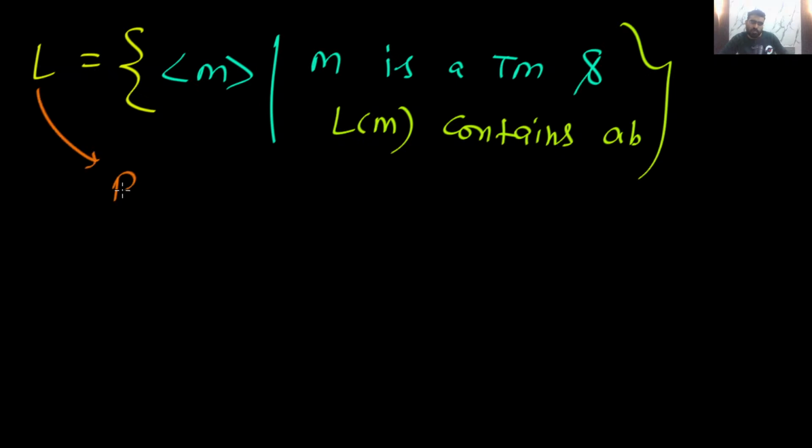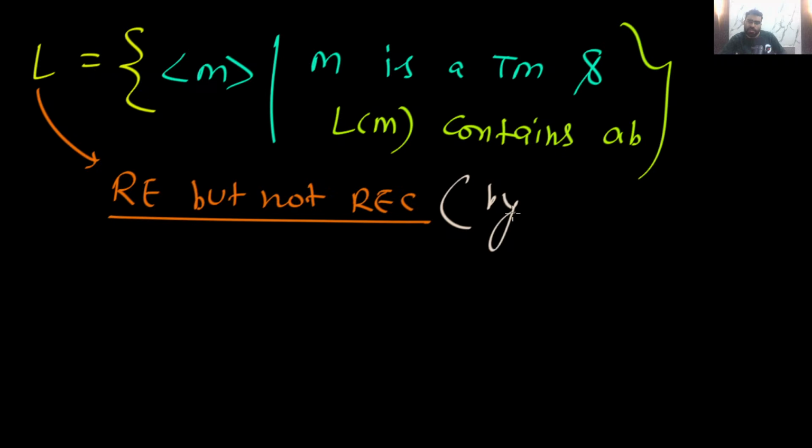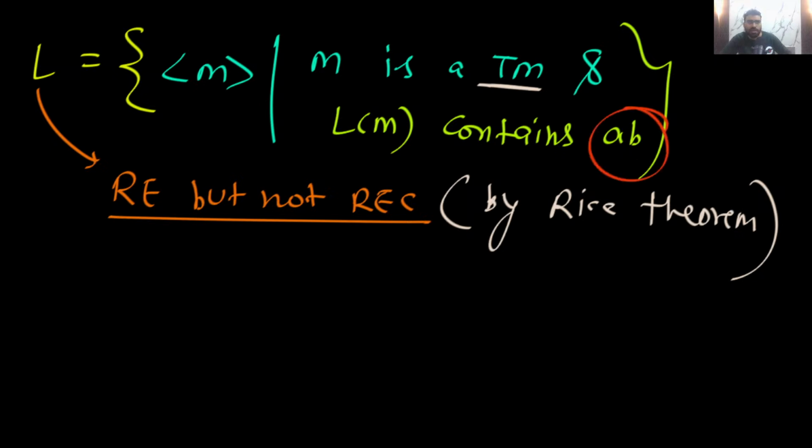You can apply the Rice theorem, because this is a language property of Turing machines. This will be RE but not REC. We are saying LM contains AB. LM can contain something else also, like AB, A, BB, but at least this string must be there. So you can apply the Rice theorem, and this language is RE but not REC.